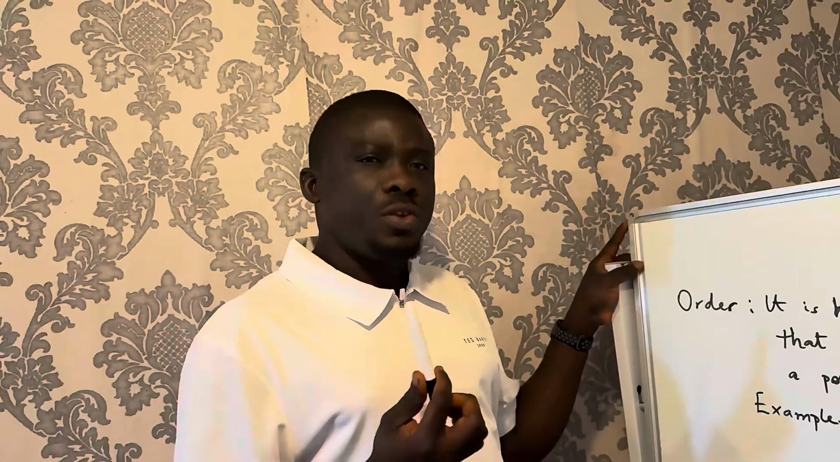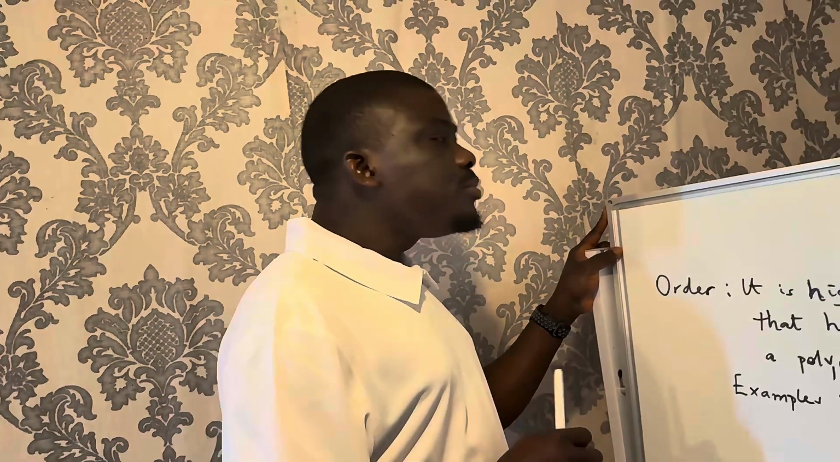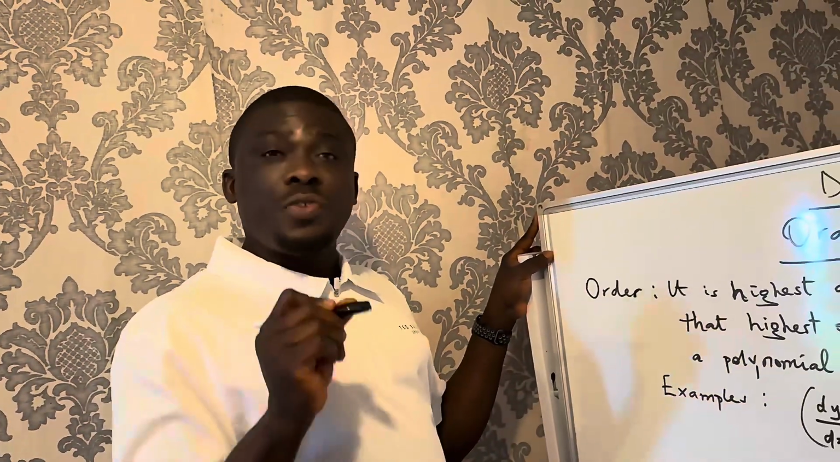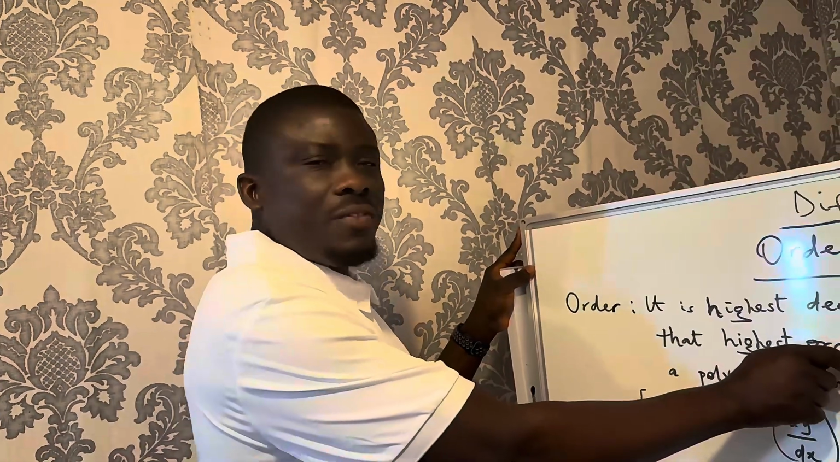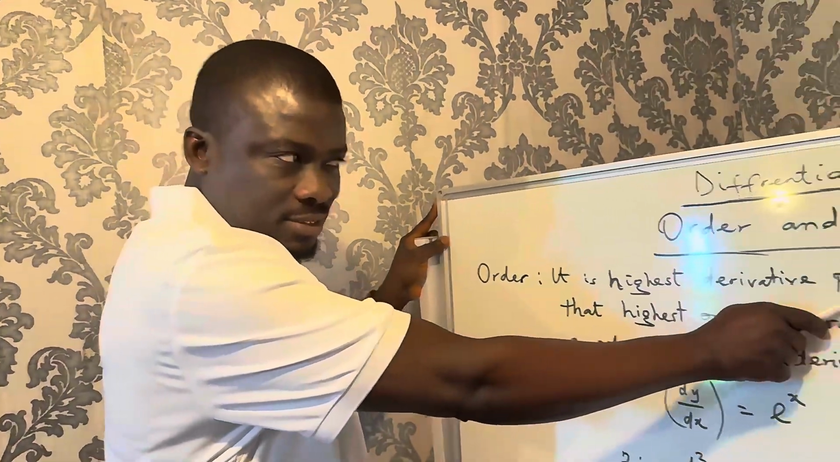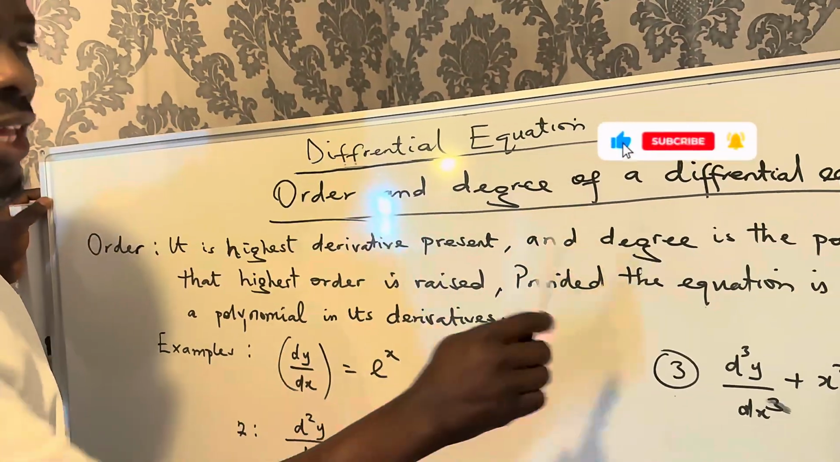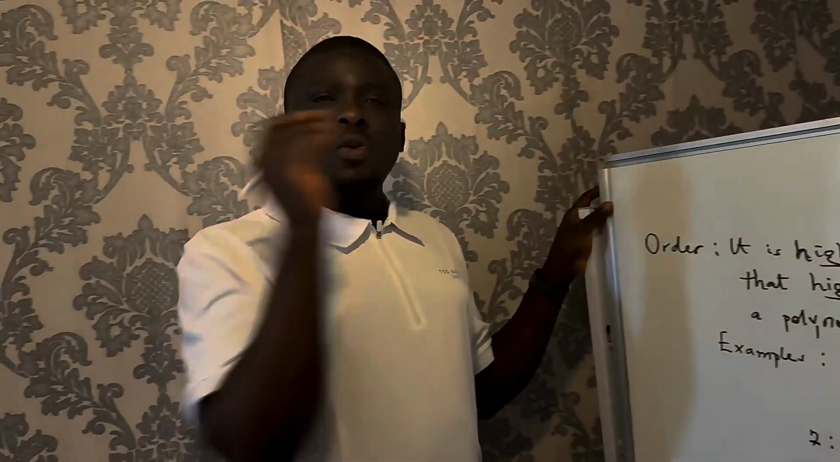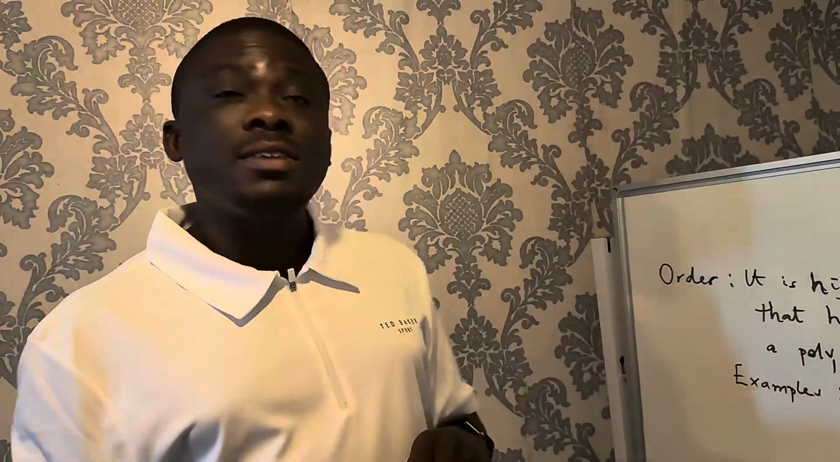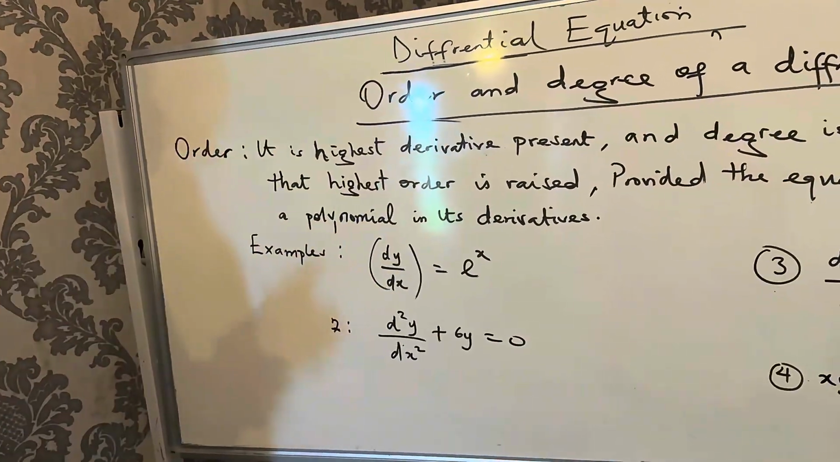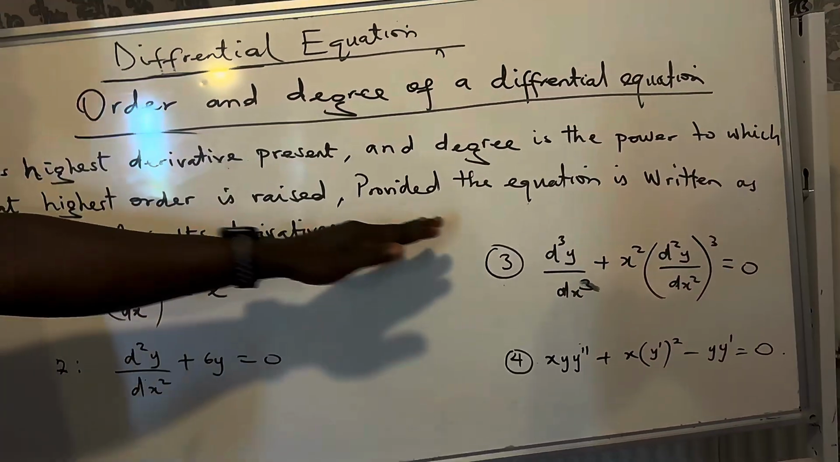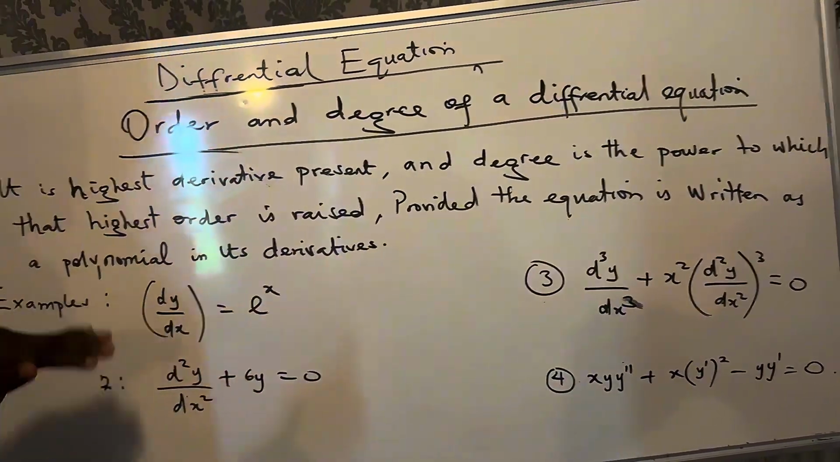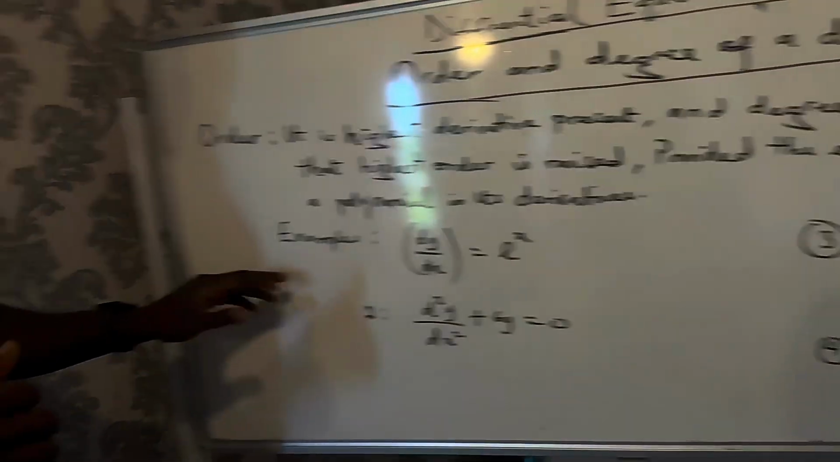What's an order of a differential equation? An order of a differential equation is the highest derivative present, while degree is the power to which that highest order is raised, provided that the equation is written as a polynomial in its derivatives. I will explain what they mean by the equation should be expressed in polynomials.